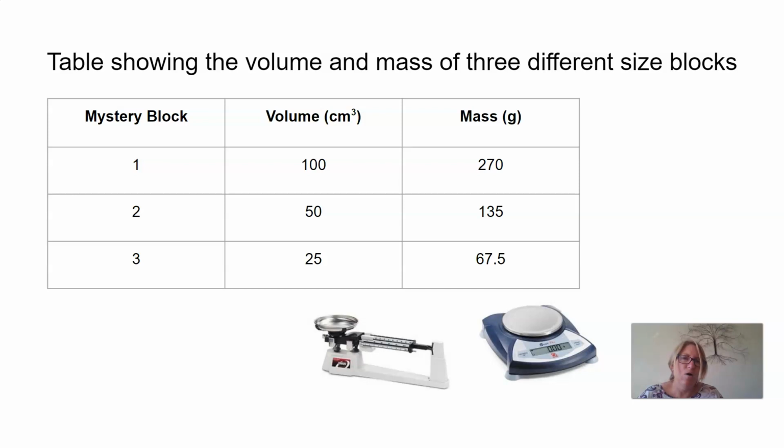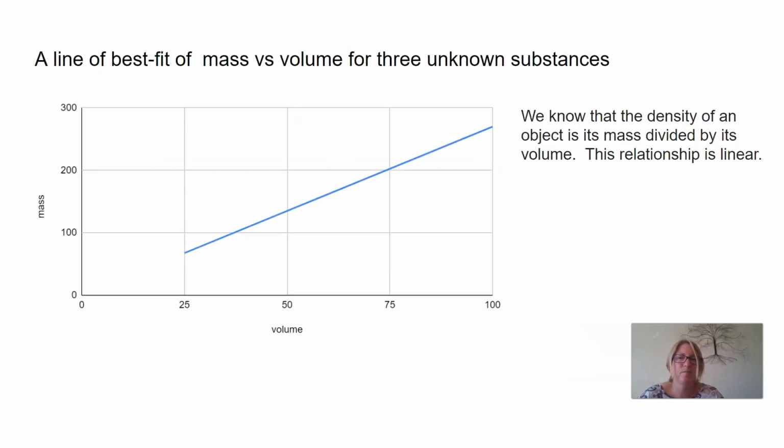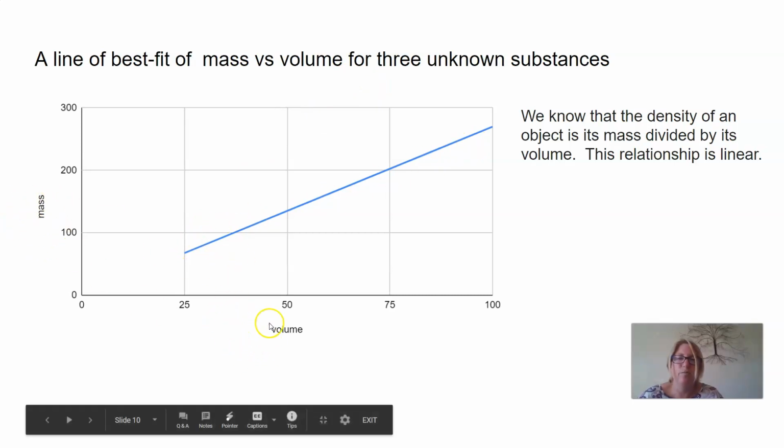And now, I want to see what would happen if we took these values and plotted them on a graph. I just want to see, out of interest's sake, what we would get. So what ended up happening is when I plotted those values of mass and volume, I got a straight line.